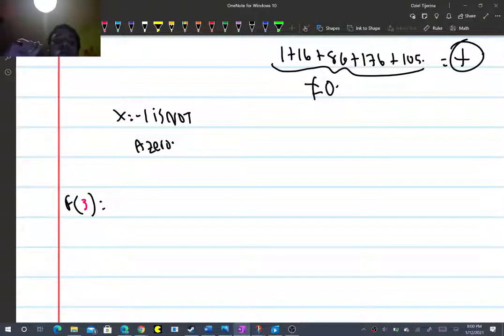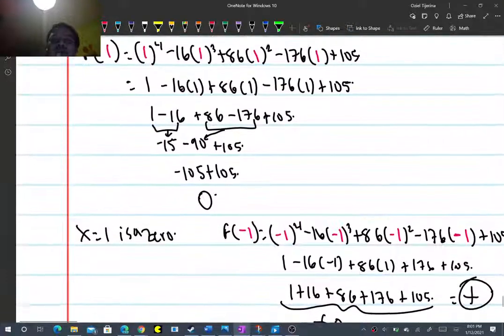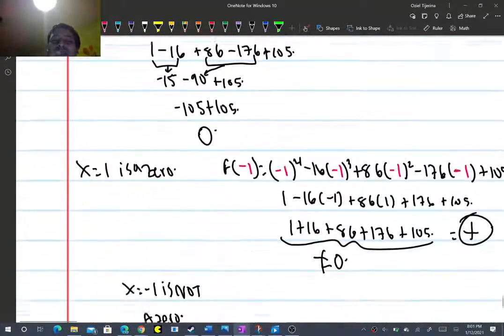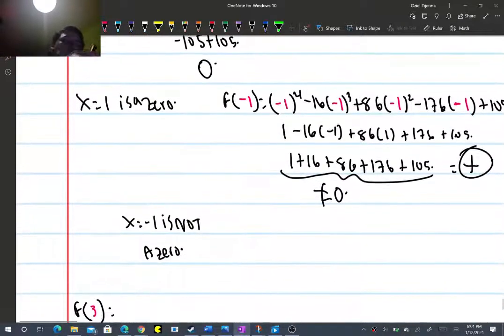Honestly, this method you can do if you really don't want to do synthetic division, or if you are not good at synthetic division. But I would not recommend this method for every single polynomial that you do, because it's going to take a really long time, okay? Anyways, we have 3 to the 4th.